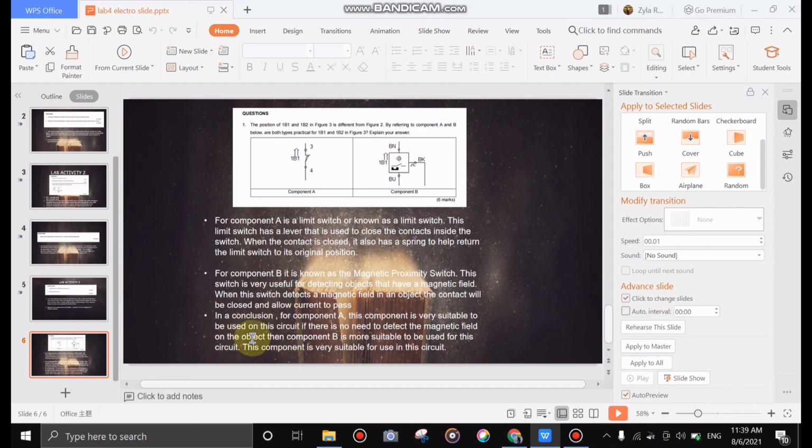Okay, so in conclusion, component A is very suitable to be used on this circuit if there is no need to detect the magnetic field on the object. And component B is more suitable to be used for this circuit because this component is very suitable to detect the magnetic field.